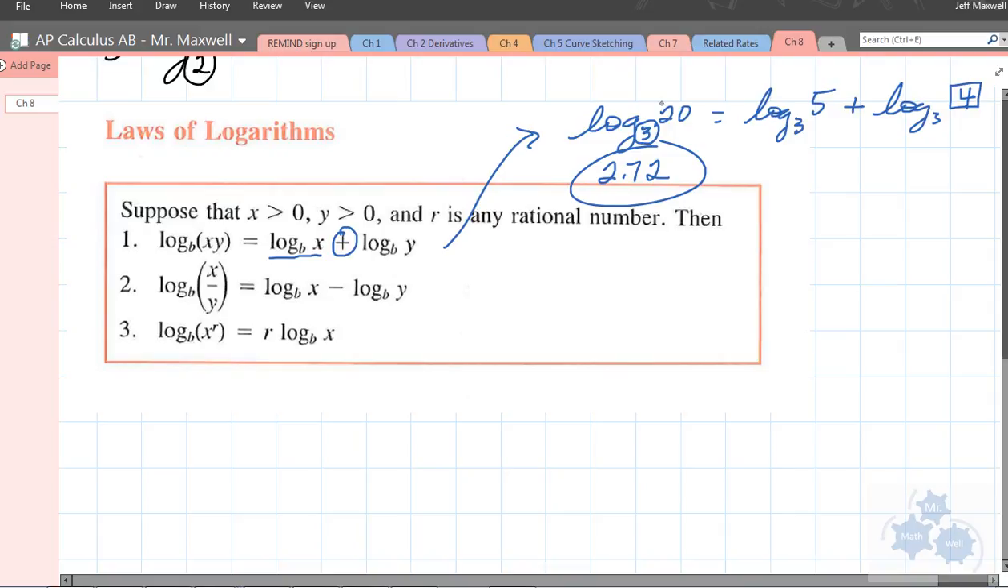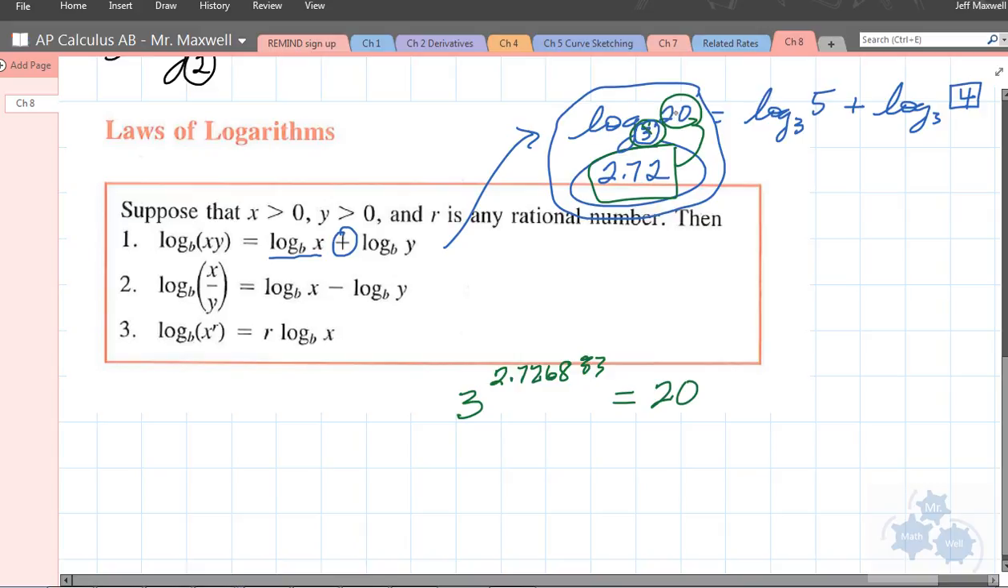So what does this mean? What does this statement mean? That equals this. How do we write that in exponential form? Three is the base. What's the power? About 2.7268 and so on. I've got a big decimal here. It's going to equal then what? It should equal 20. Yes. Okay, see? Base to the exponent equals this part right here.